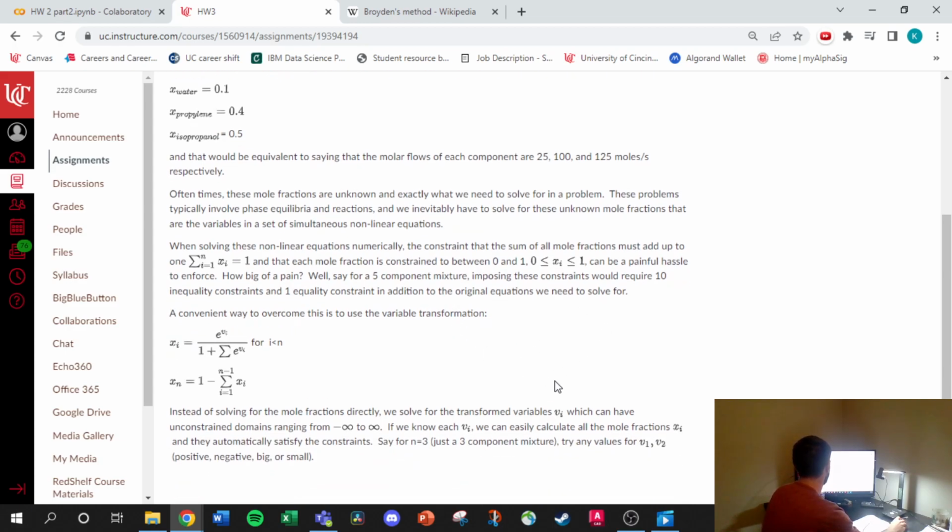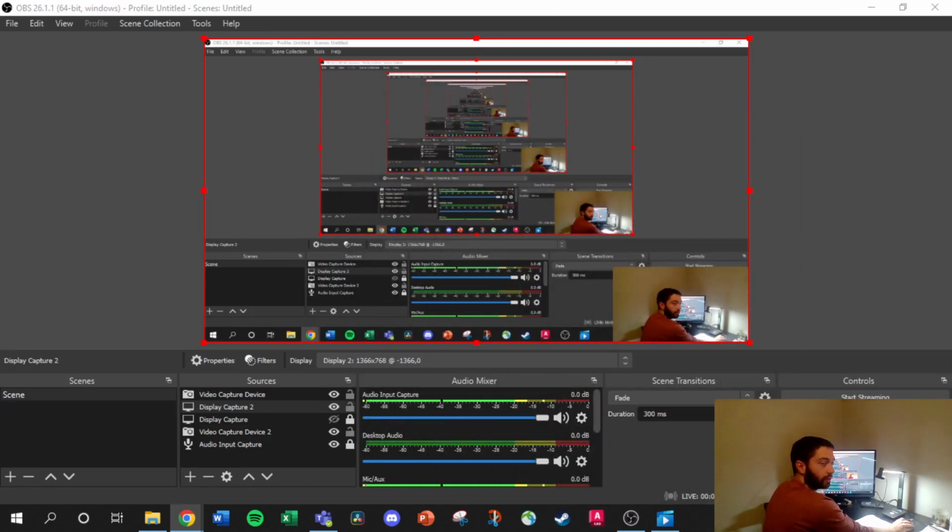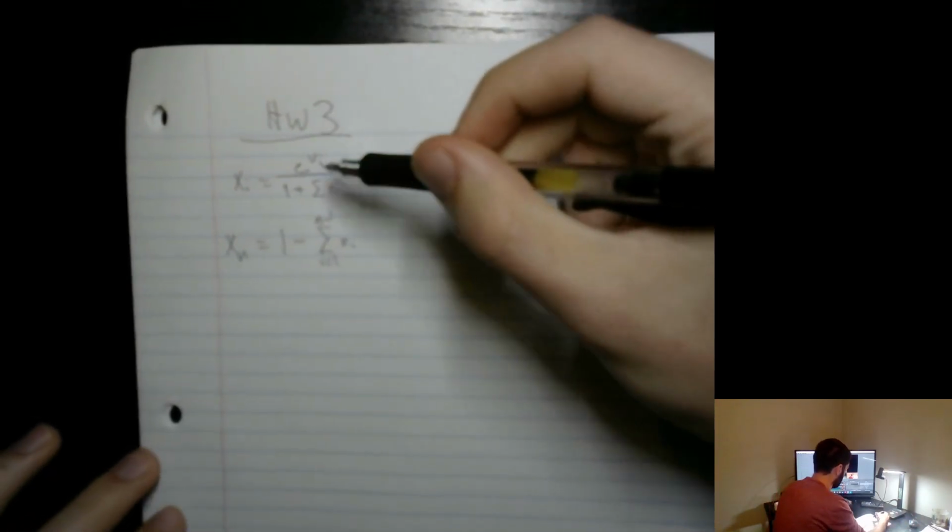So we want to take a look at using a transform variable and solving these two equations for the transform variable, which can be a lot easier to use in calculations. I wrote down the two equations that were given, and we're just going to manipulate them. We want to solve for vi in terms of the x's, essentially.